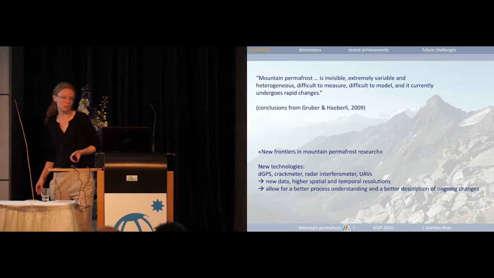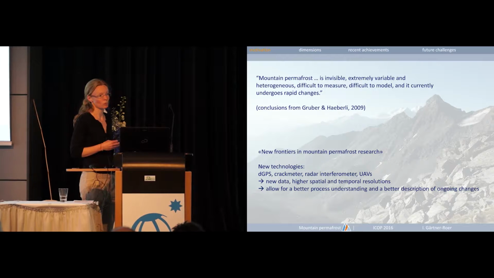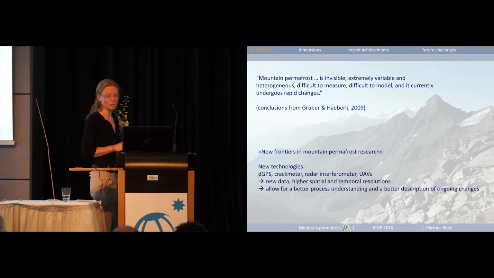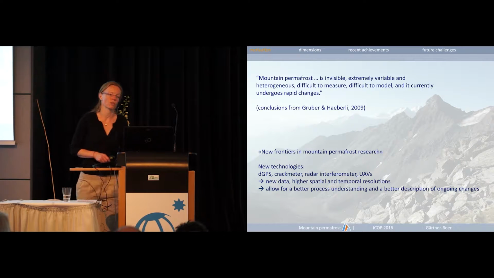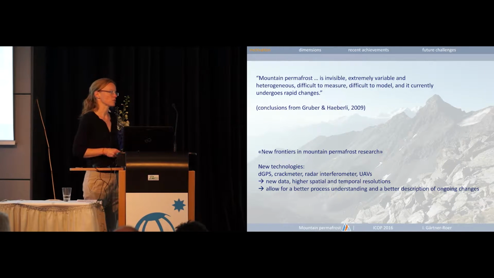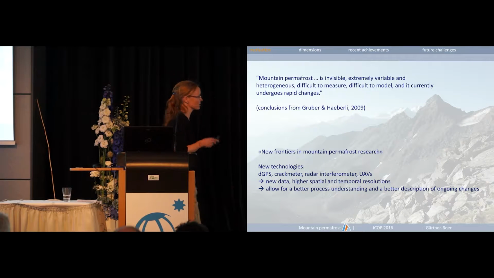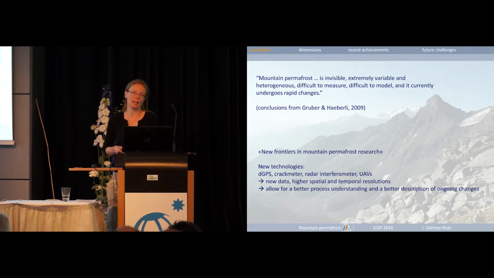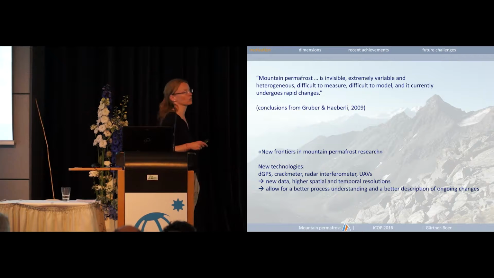This was already mentioned by Gruber and Haeberli in 2009: mountain permafrost is invisible, extremely variable and heterogeneous, difficult to measure, difficult to model, and it currently undergoes rapid changes. So why are we working here when it's so difficult? We could see during this conference that there were a lot of new measurement techniques that helped us to at least tackle the difficult-to-measure and difficult-to-model aspects.